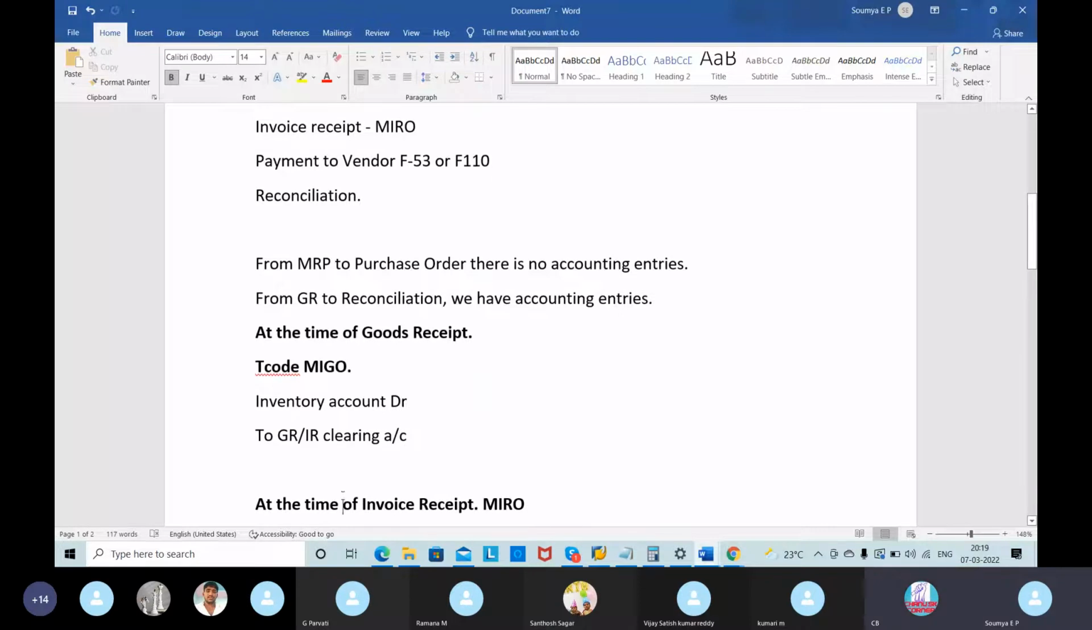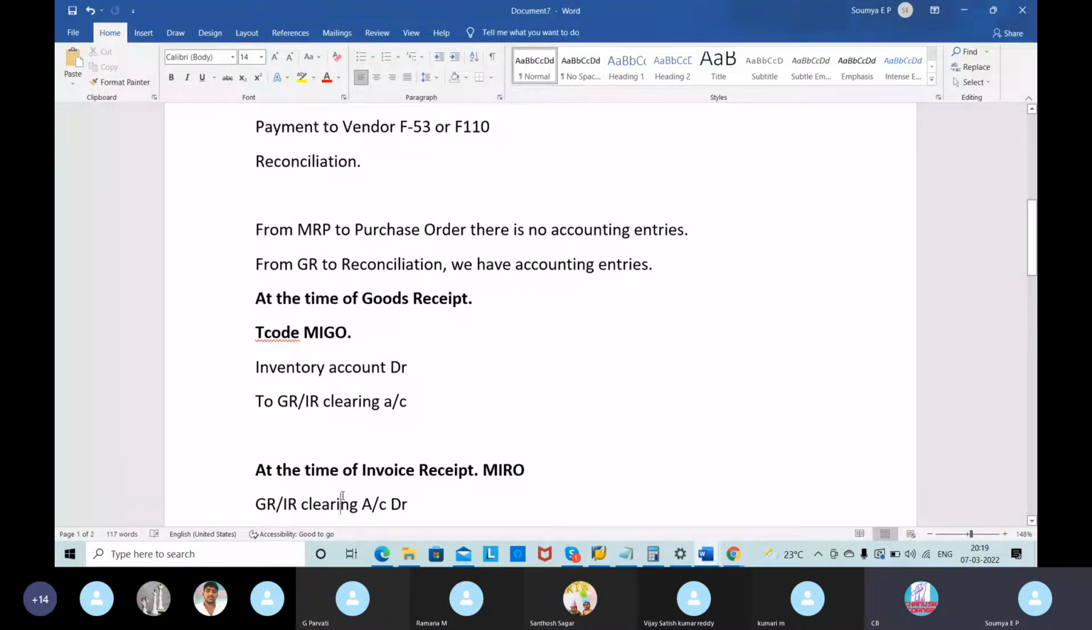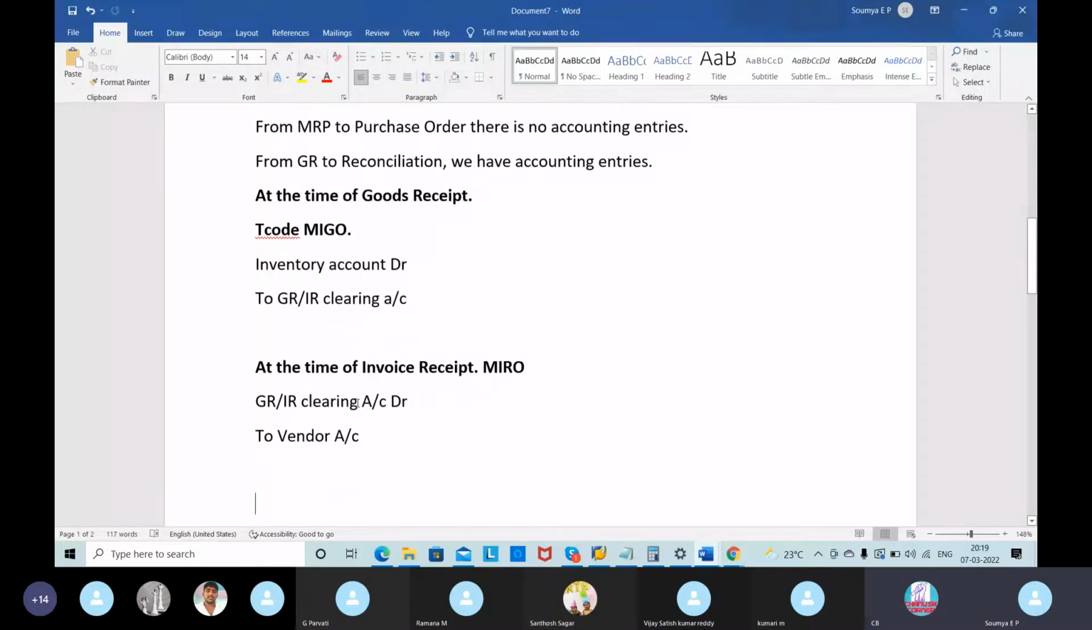At the time of goods receipt, the T code is MIGO. Inventory account debit to GRIR clearing account credit. At the time of invoice receipt, MIRO is the T code. GRIR clearing account debit to vendor account credit.